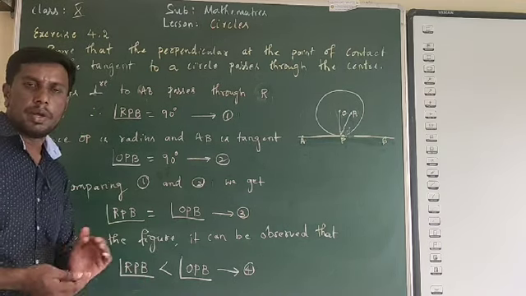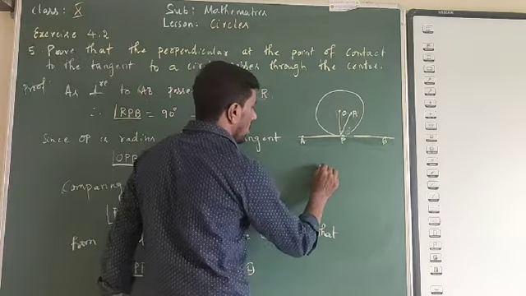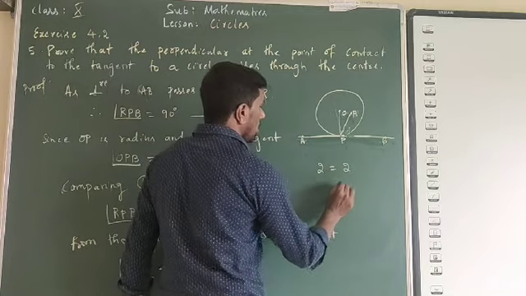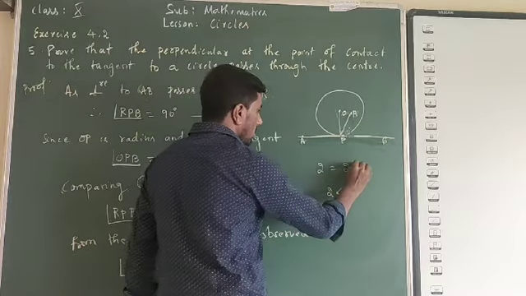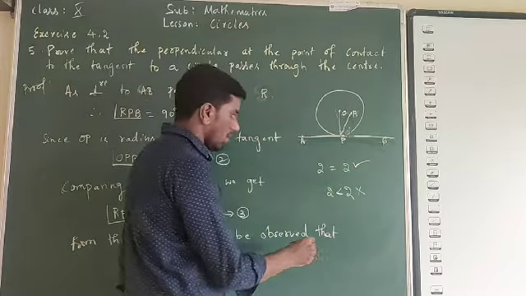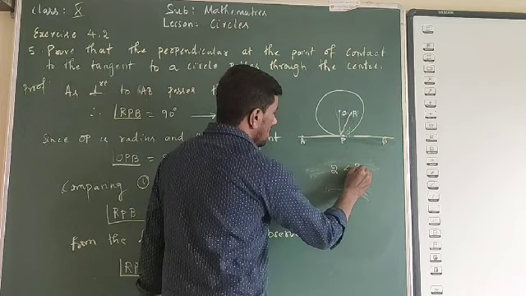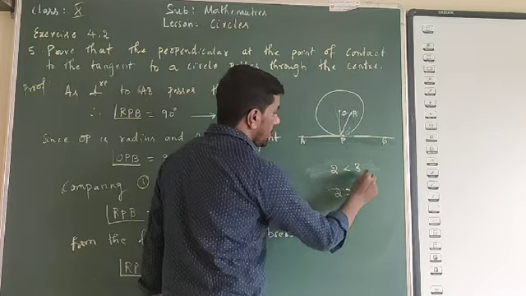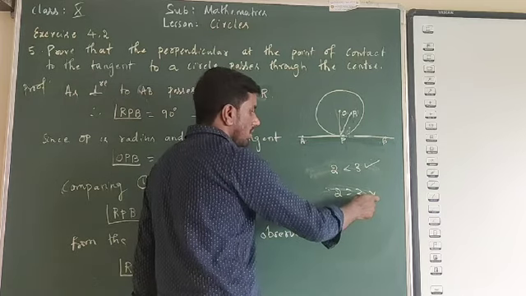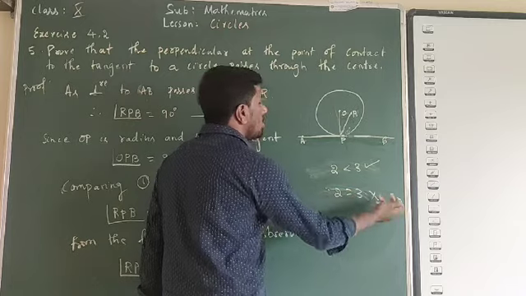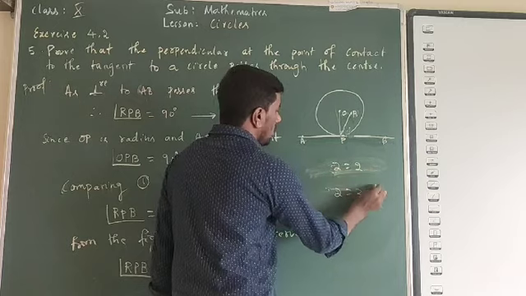So you can observe that RPB is equal to OPB and RPB is less than OPB. Both are not possible at a time. If you take two numbers, if 2 is equal to 2, then you can't say that 2 is less than 2. Either one of the equations must be true. If I take 2 is less than 3, then you can't write 2 is equal to 3. If this is true, then this is false.